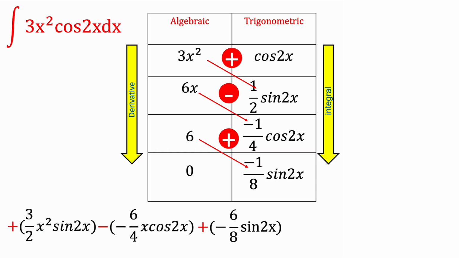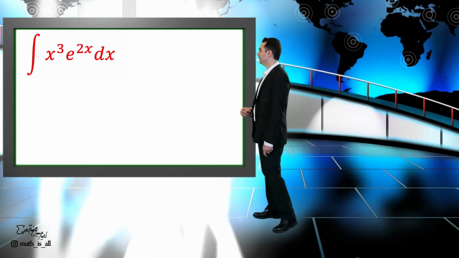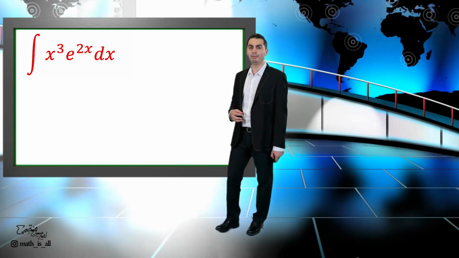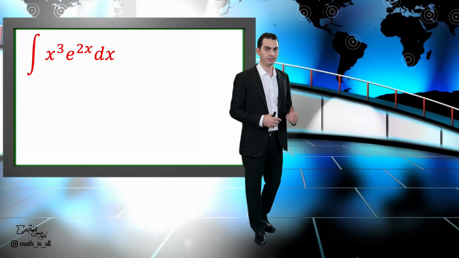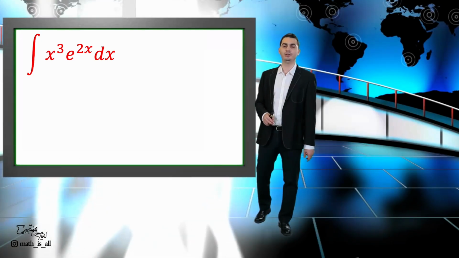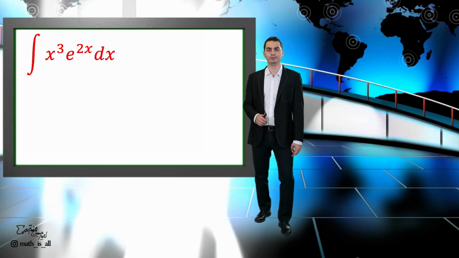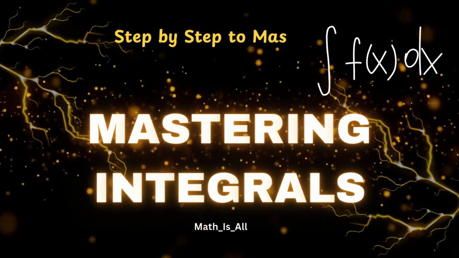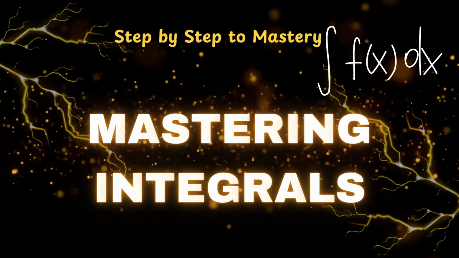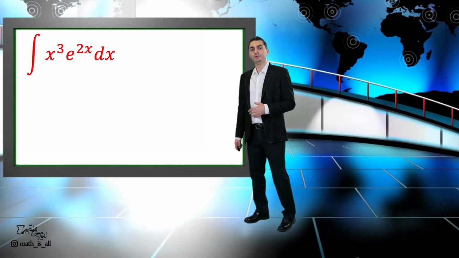Now let's look at another example. For this one, I will give you time to draw the table yourself. The integral of x cubed e to the power of 2x dx. This time, it is an algebraic and an exponential function. Make two columns for it. On the left side, put the x cubed terms, and on the right side, integrate the e terms. Everyone should try to do this on their own. Well, I hope everyone has used and enjoyed this method.